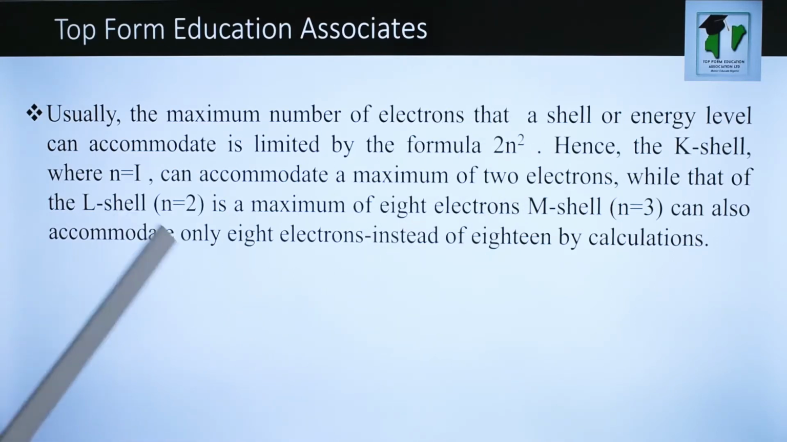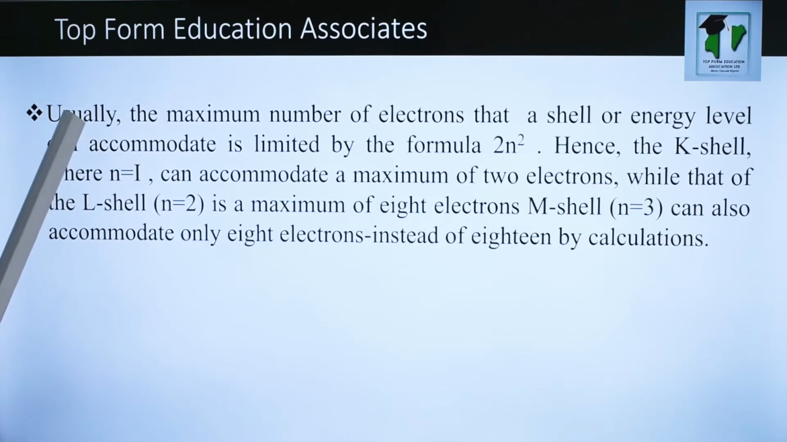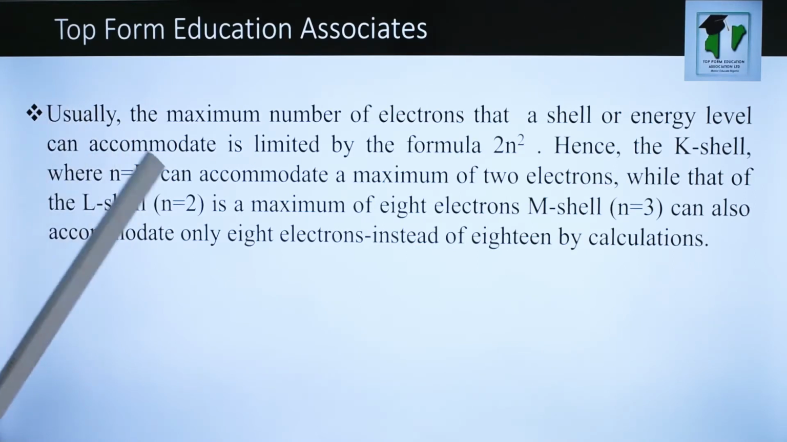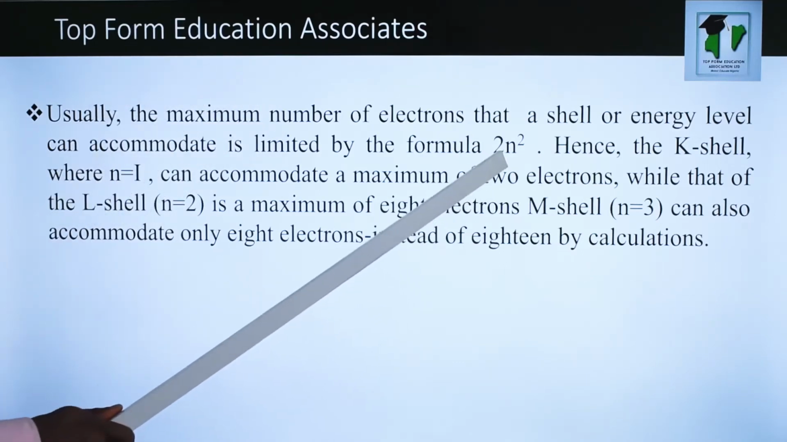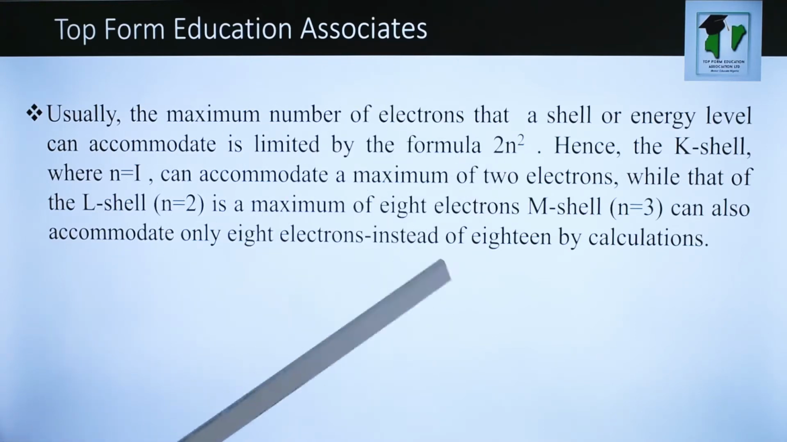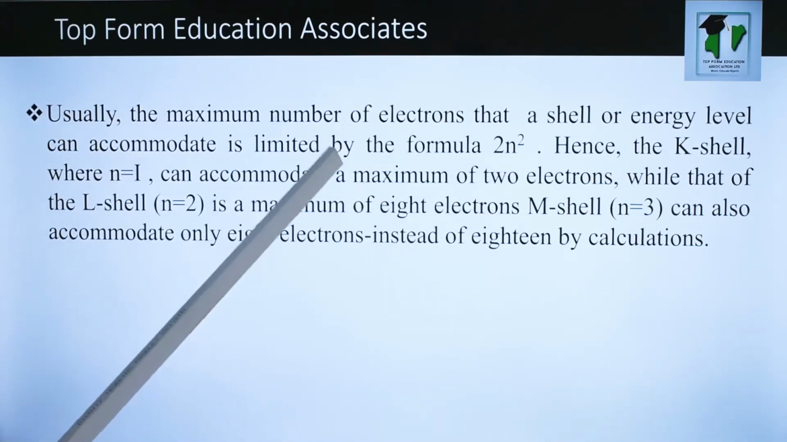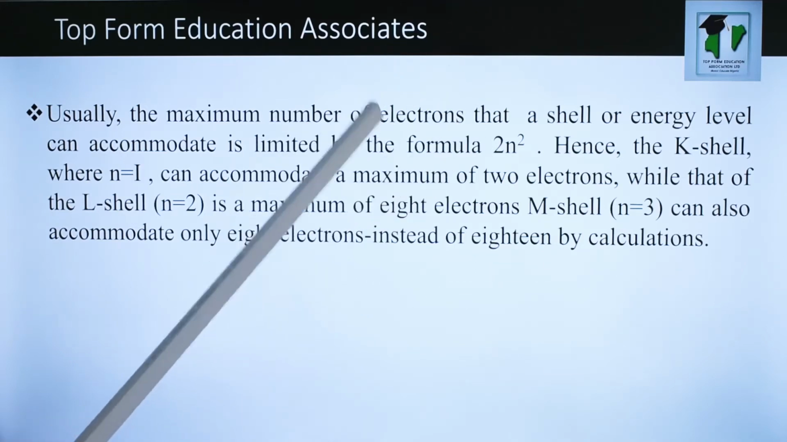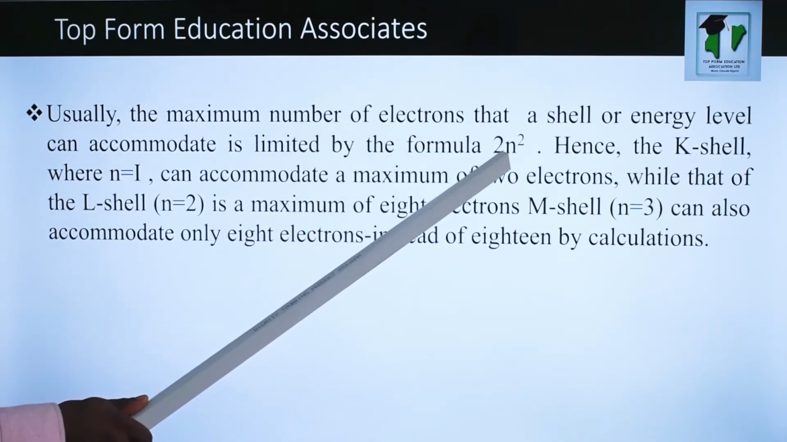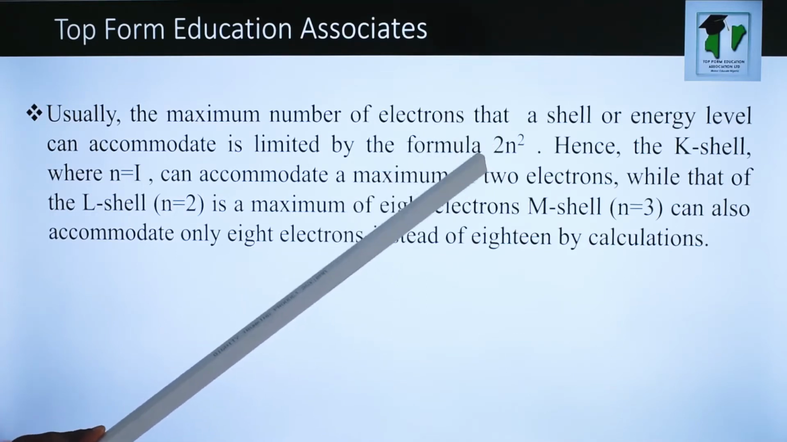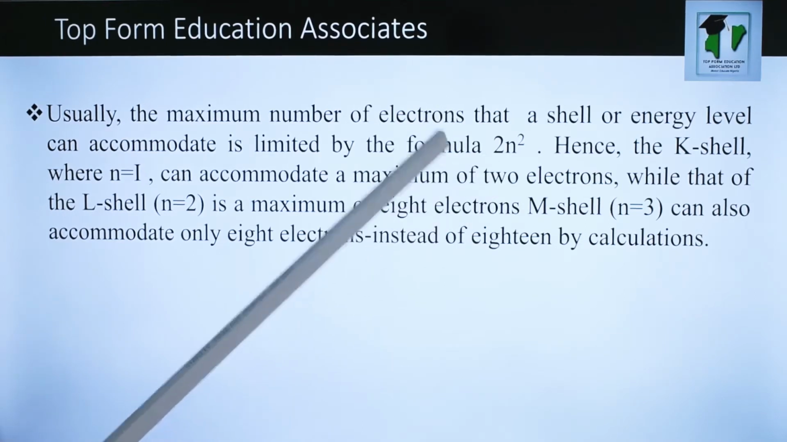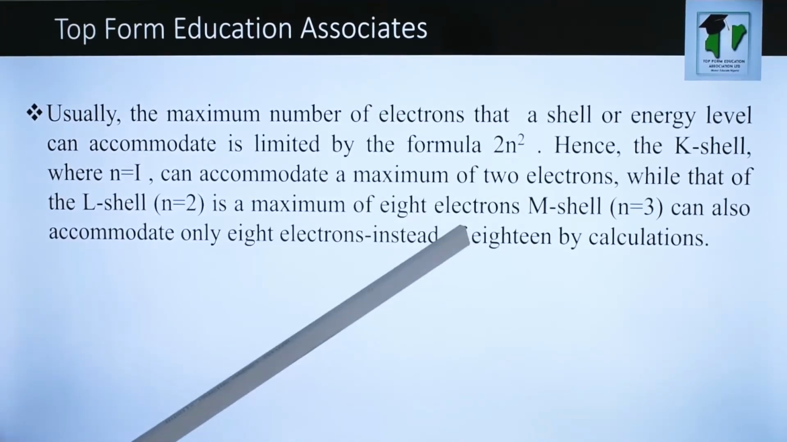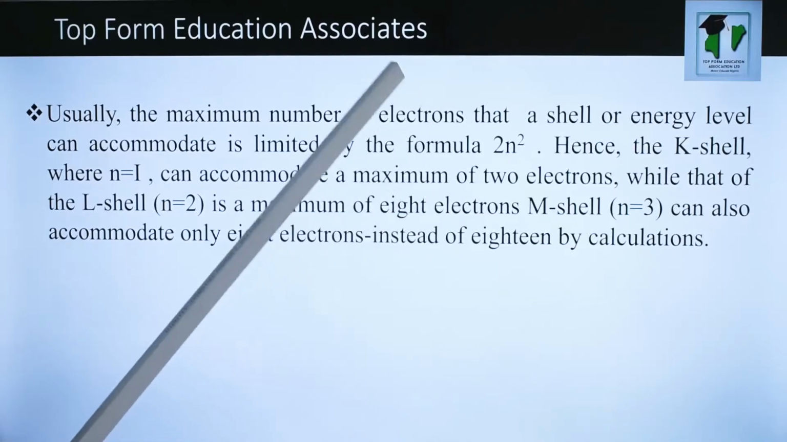So there is a general formula for calculating the highest number of electrons each shell can contain. The formula is 2n raised to the power 2, where n represents the number of the shell. So for the K shell, where n is equal to 1, when you substitute 1 for n here, you will have 1 raised to the power 2, which is equal to 1. 1 times 2 is 2. You will see that the K shell will have a maximum of 2 electrons.